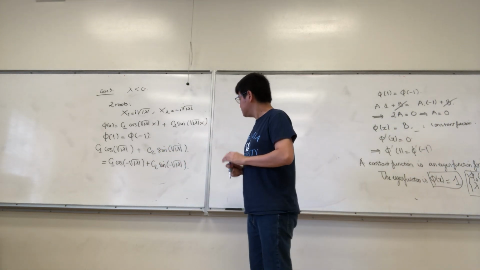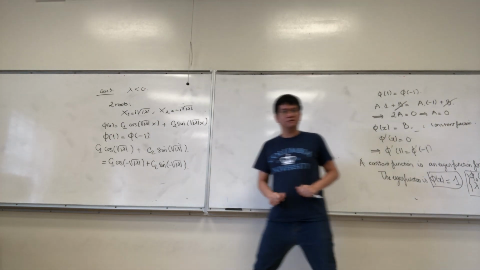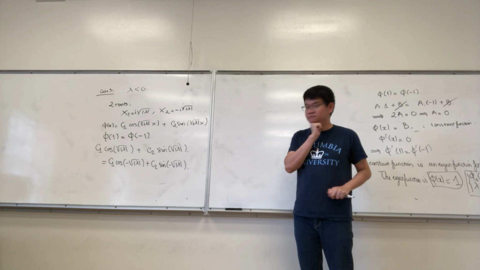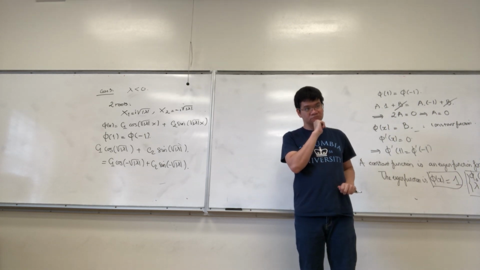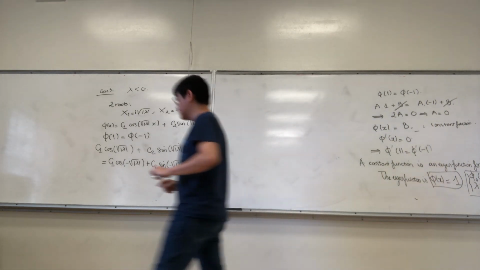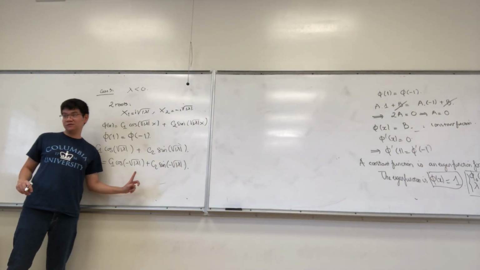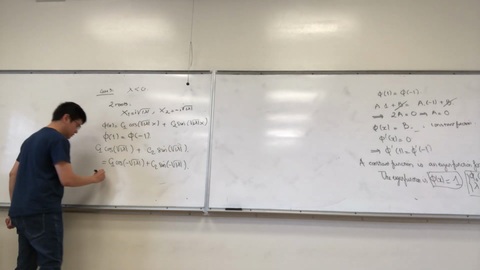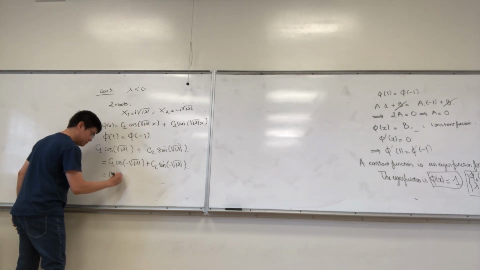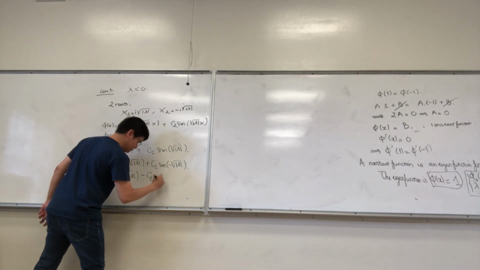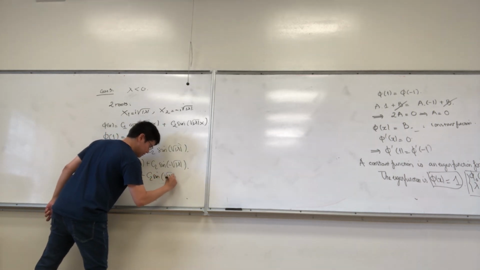Now, what can I say about those? Isn't the cosine even, so the negative disappears and the negative comes out of the sine? Yes. So you know that the cosinus of minus square root of lambda is the same as the cosinus of square root of lambda, right? So we have C1 cosinus of square root of lambda minus C2 sinus of square root of lambda.